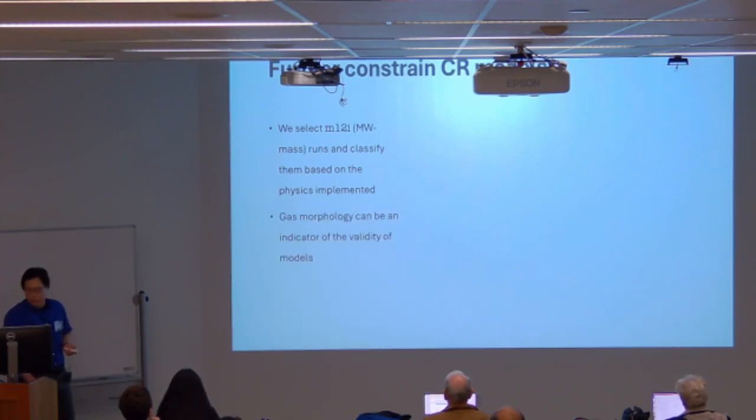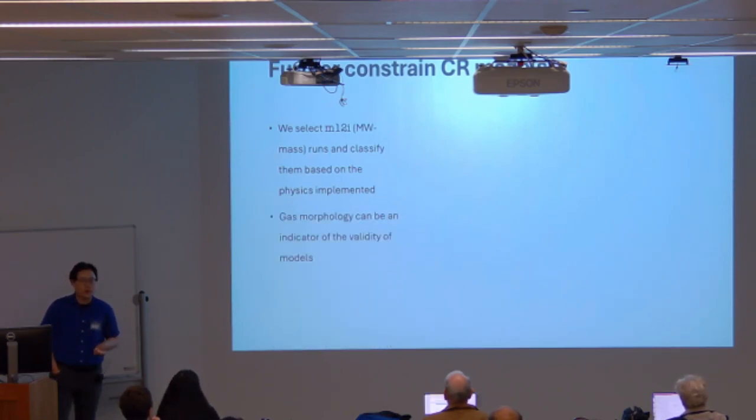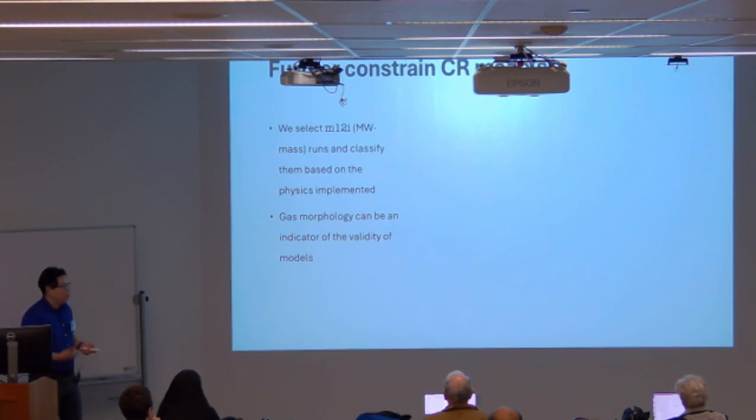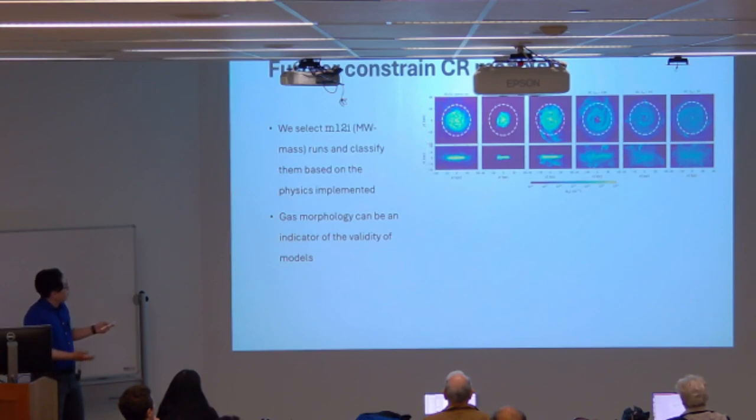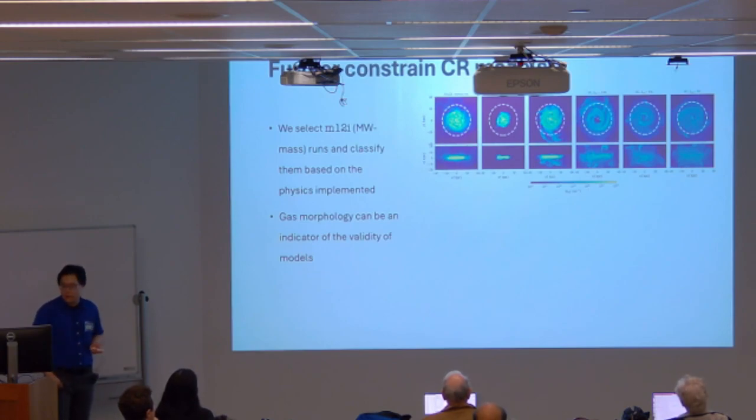The first thing we looked at was the gas morphology. Although being very qualitative and hand-wavy, it could still be a pretty good indicator of the validity of the models. So comparing to the constant diffusivity cosmic ray run on the left, which has a clear gaseous disk at redshift 0, as all the other m12i galaxies do, the extrinsic turbulence models, although they are more turbulent and a little bit different, still have sort of a disk, more or less. But this feature is completely missing in the self-confinement run.